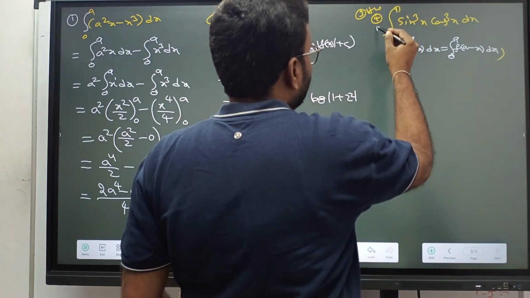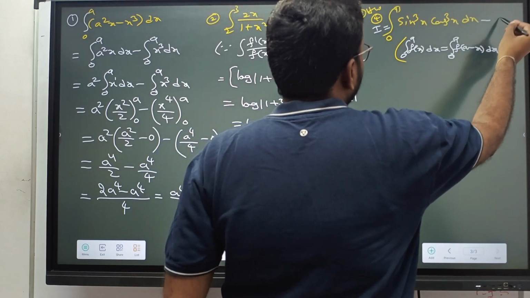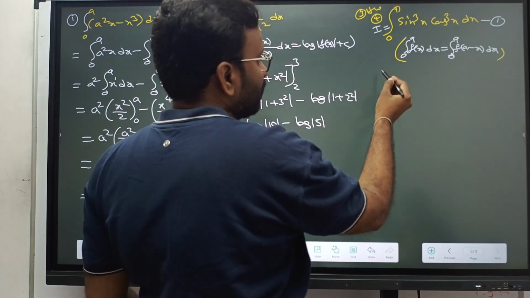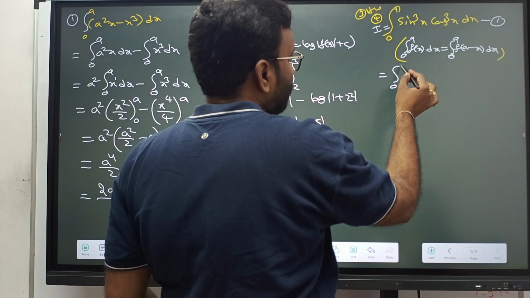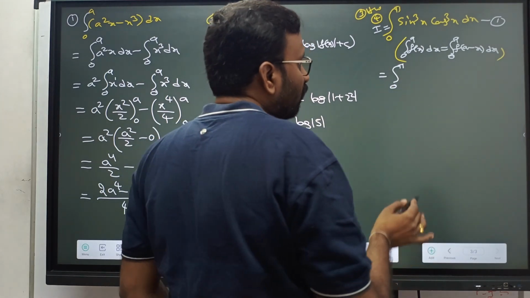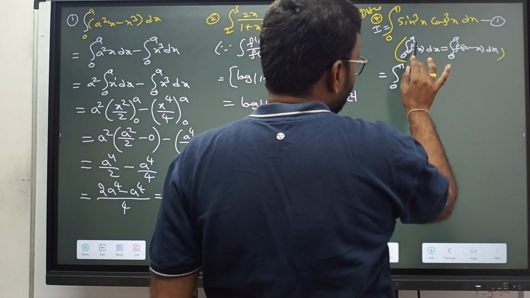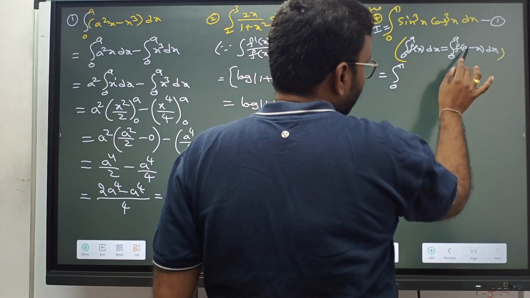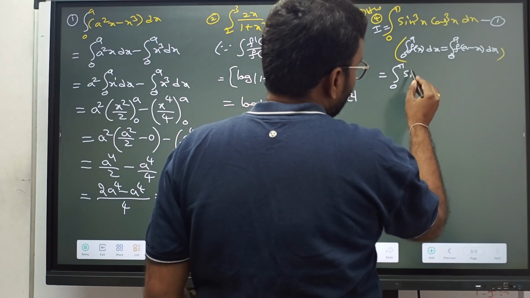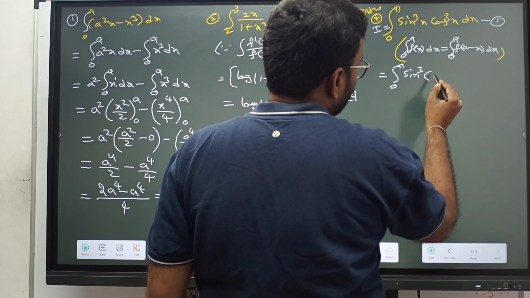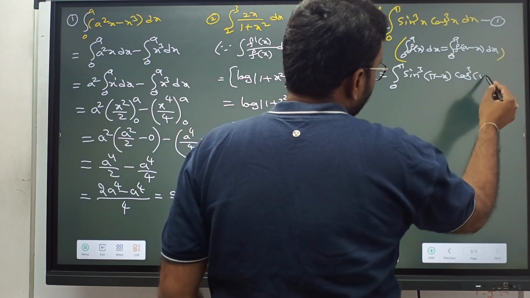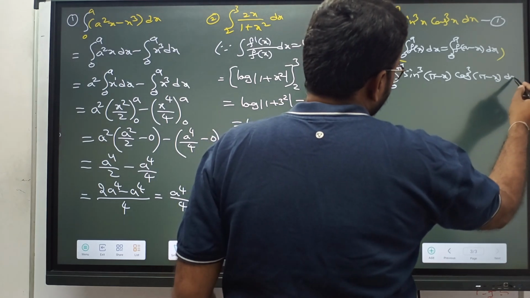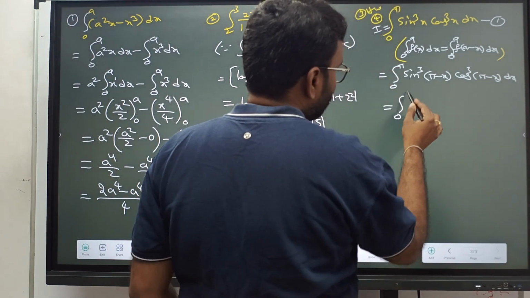Let the given integral be I, equation number 1. By using this property, the limits 0 to pi will not change. What is happening in place of x? Upper limit minus x is happening, right? So, in the same form, sine cube of pi minus x, cos cube of pi minus x, into dx, which is equal to integral 0 to pi.